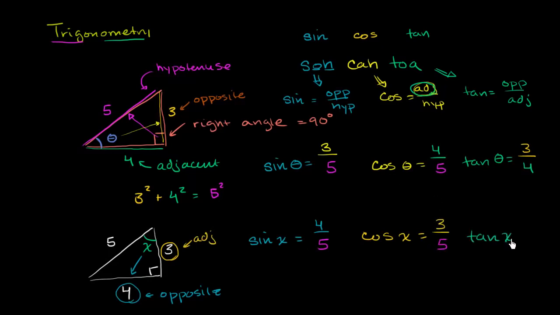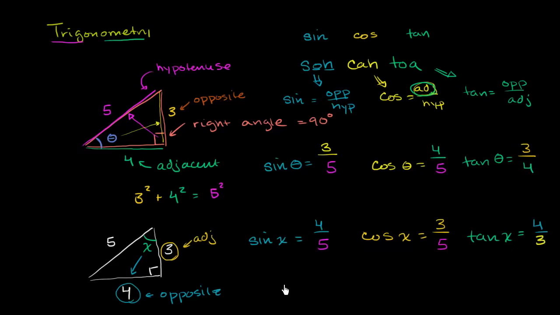And then finally, the tangent. We want to figure out the tangent of x. Tangent is opposite over adjacent. Opposite over adjacent. The opposite side is 4. The opposite side is 4, and the adjacent side is 3. And we're done.